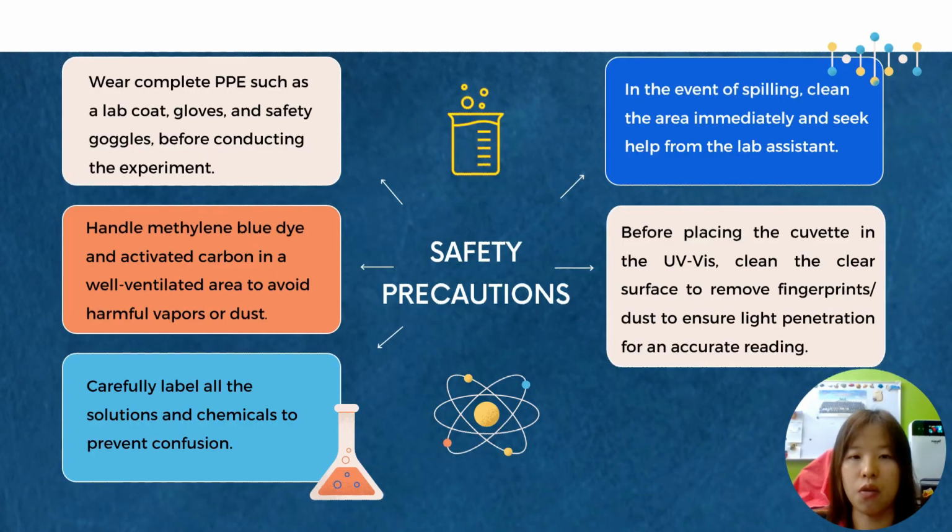This experiment consists of 5 safety precautions. First is to wear complete PPE such as lab coat, gloves, and safety goggles before conducting the experiment. Next is to handle methylene blue dye and activated carbon in a well-ventilated area to avoid harmful vapors or dust. Carefully label all the solutions and chemicals to prevent confusion. In the event of spilling, clean the area immediately and seek help from the lab assistant. Before placing the cuvette in the UV-vis, clean the clear surface to remove fingerprints or dust to ensure light penetration for an accurate reading. That's all from us.